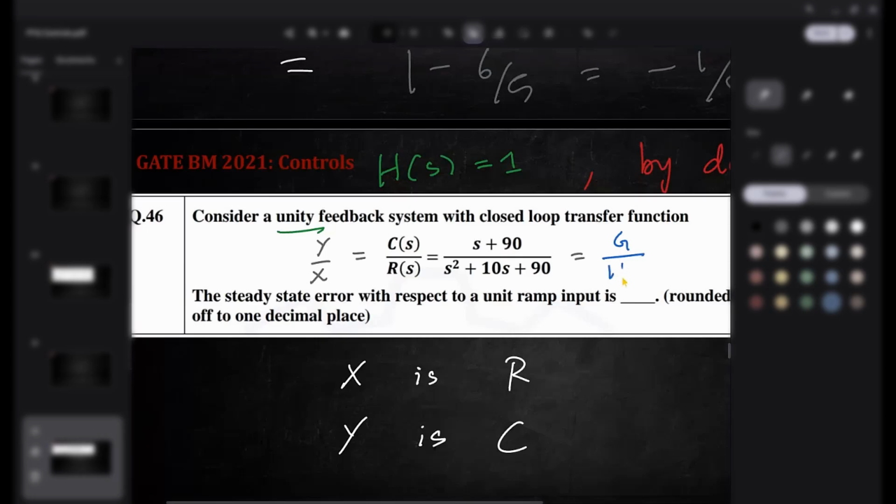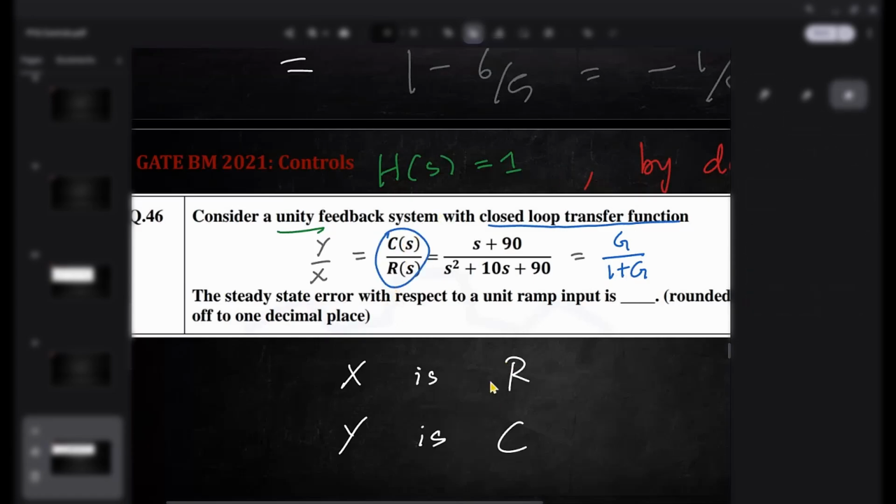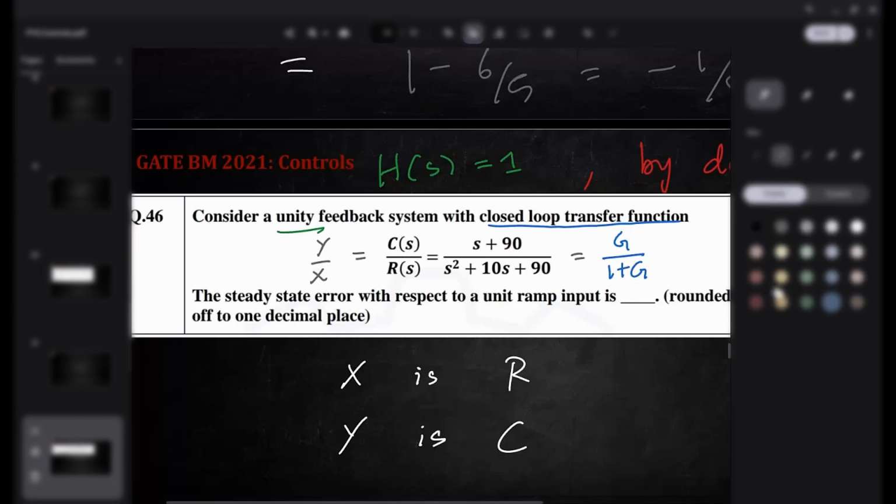G by 1 plus G. And they say closed loop transfer function. In fact, they explicitly mention output by input here, just in case you had confusion with convention, or confusion about what a closed loop transfer function is. This is just the same transfer function we have been talking about. What they want is the steady state error now, with respect to a unit ramp input. What is X of s here?